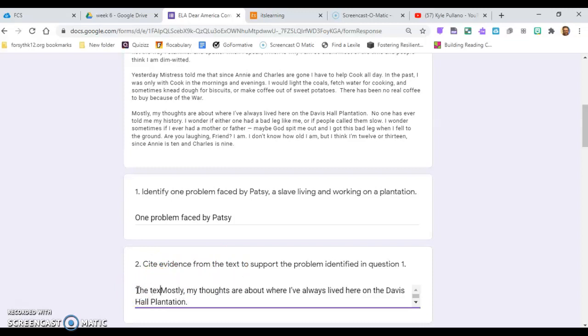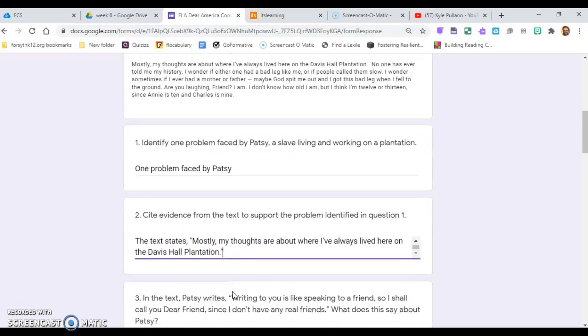the text states, according to the text, the author writes, one of those evidence stems, and then you will quote it, a direct quote right here, that says you are pulling that directly from the text. So question 1, what is a problem Patsy faces? And then what is your evidence from the text? Where does it talk about that that's a problem?